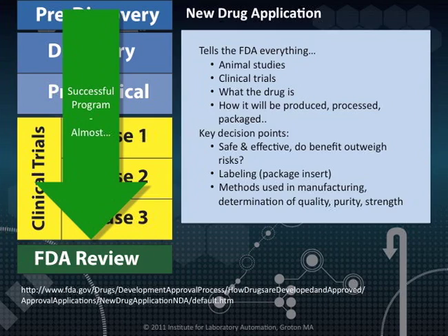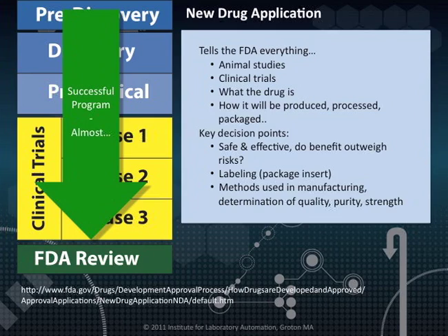When everything is done and a company is satisfied that it has a viable candidate for treatment of a disease or condition, it then makes a new drug application, usually referred to as an NDA, to the Food and Drug Administration. This is a culmination of years of research and development, evaluation, clinical trials, and data review and analysis. The NDA tells the FDA everything they need to know about what the drug is, how it was tested, the benefits of its use, final formulation, and how it will be produced and distributed.